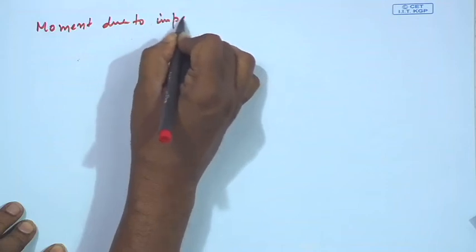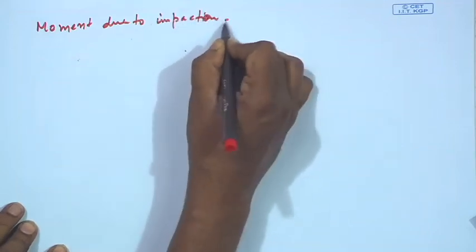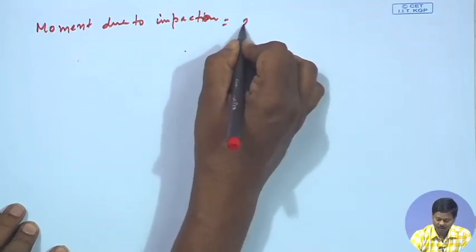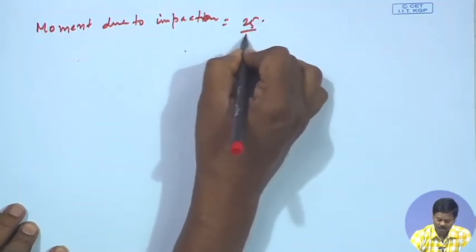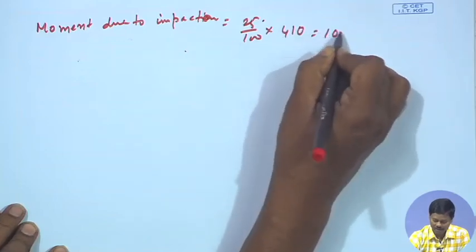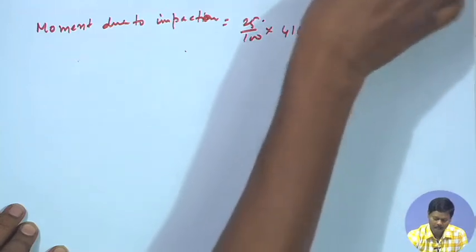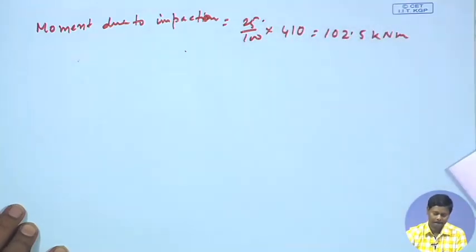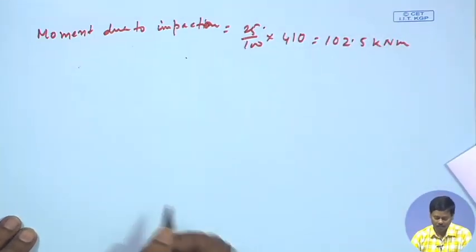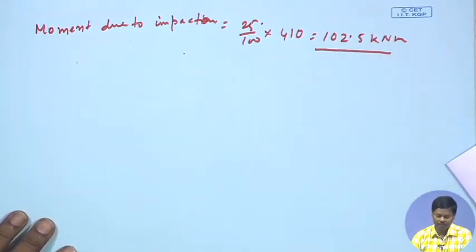Due to impact, an additional 25% load will come into the picture. So, 25% of this maximum bending moment, that is coming to 102.5 kilonewton meter, right. Now, this is the bending moment because of this wheel.